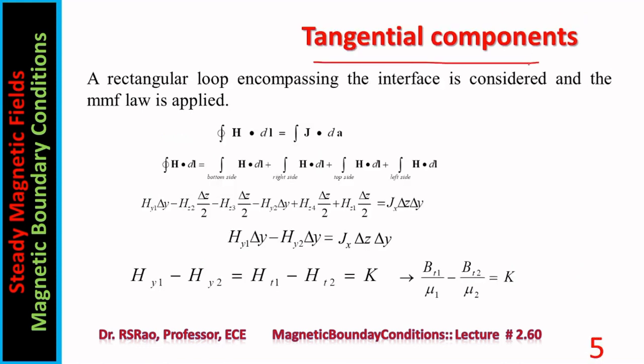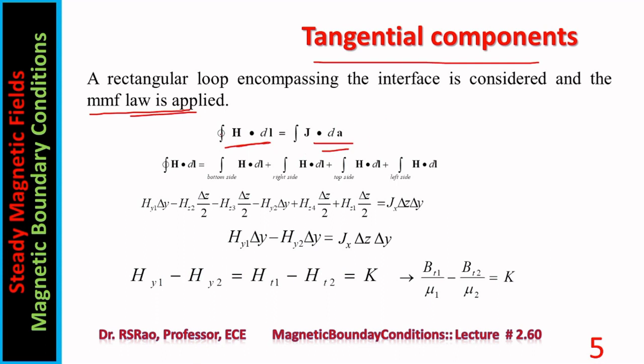Now tangential components. We have considered a rectangular loop in figure A. We apply the MMF law. The MMF law is this one: closed line integral H dot dl equals the integral of J dot dA. This is the same as Ampere's circuital law. It is also called the MMF law because H dot dl is MMF. E dot dl is EMF, and H dot dl is MMF.